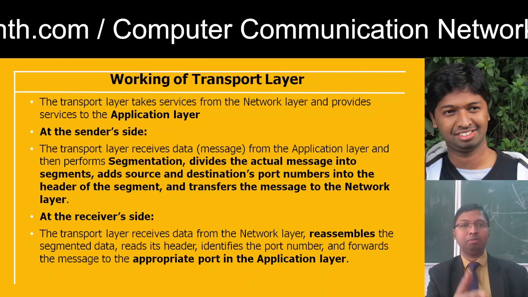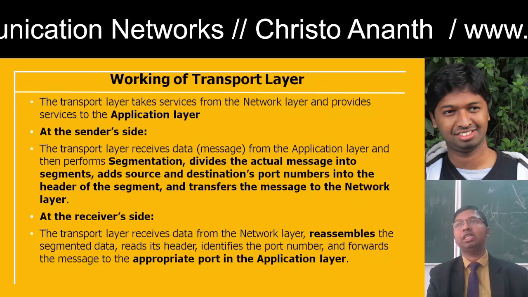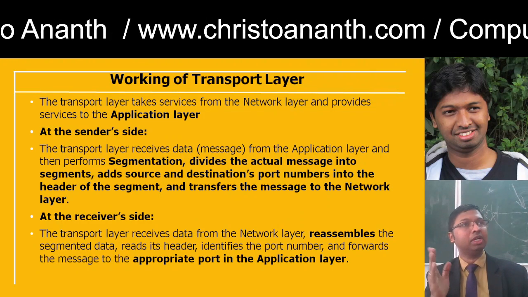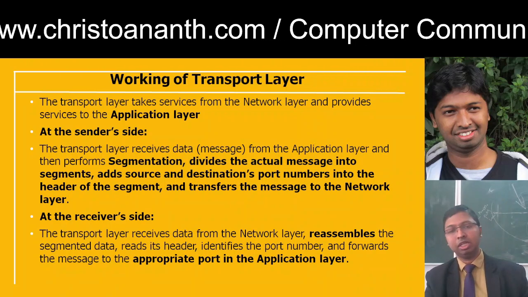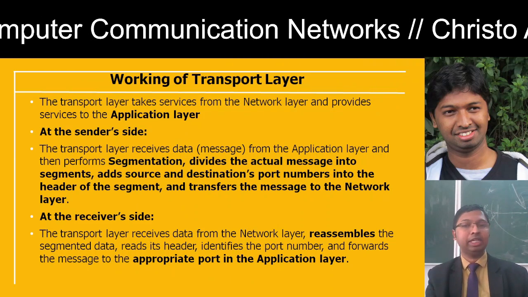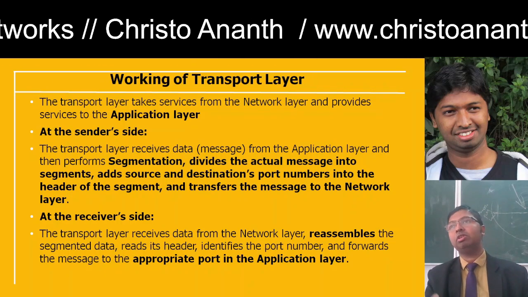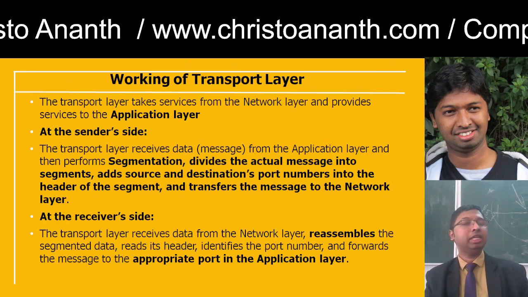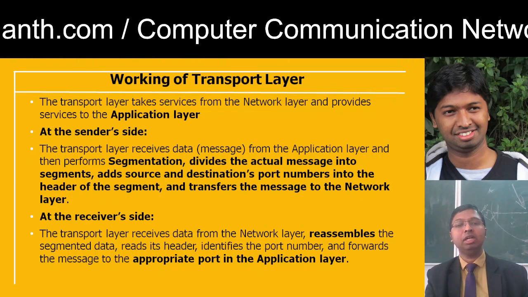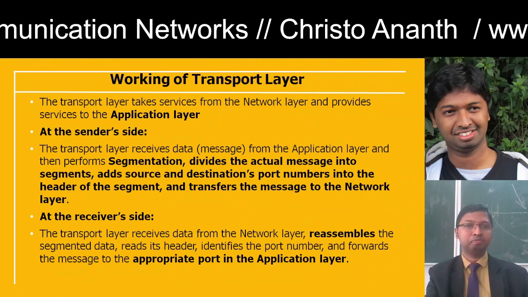On the sender side, the transport layer receives the message or data from the application layer and performs segmentation, which means it divides the actual message into a number of segments, adds the source port number as well as the destination port number into the header, and transfers the message to the network layer. On the receiver side, it reassembles the segmented data and reads the header. It identifies the port number and forwards the message to the appropriate port in the application layer.